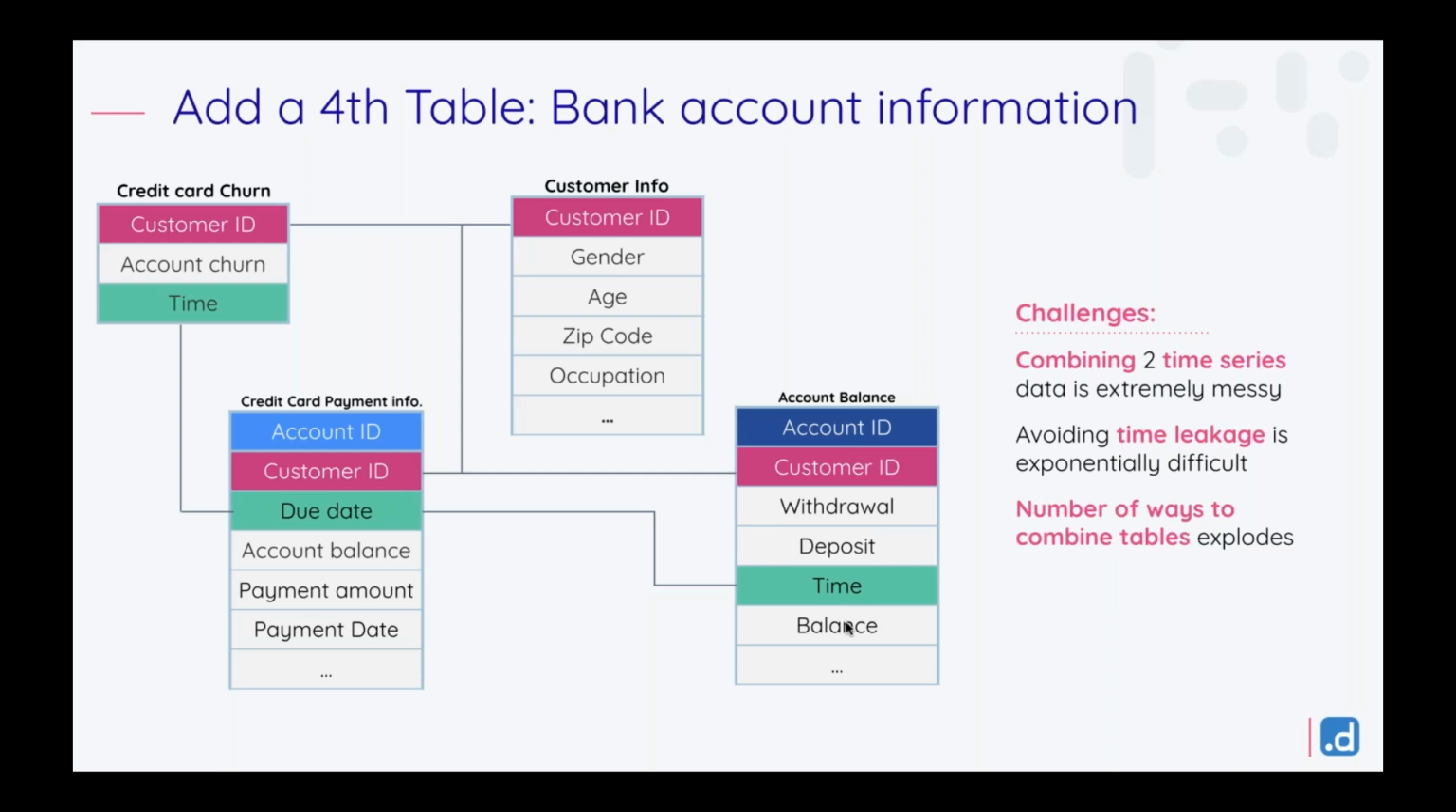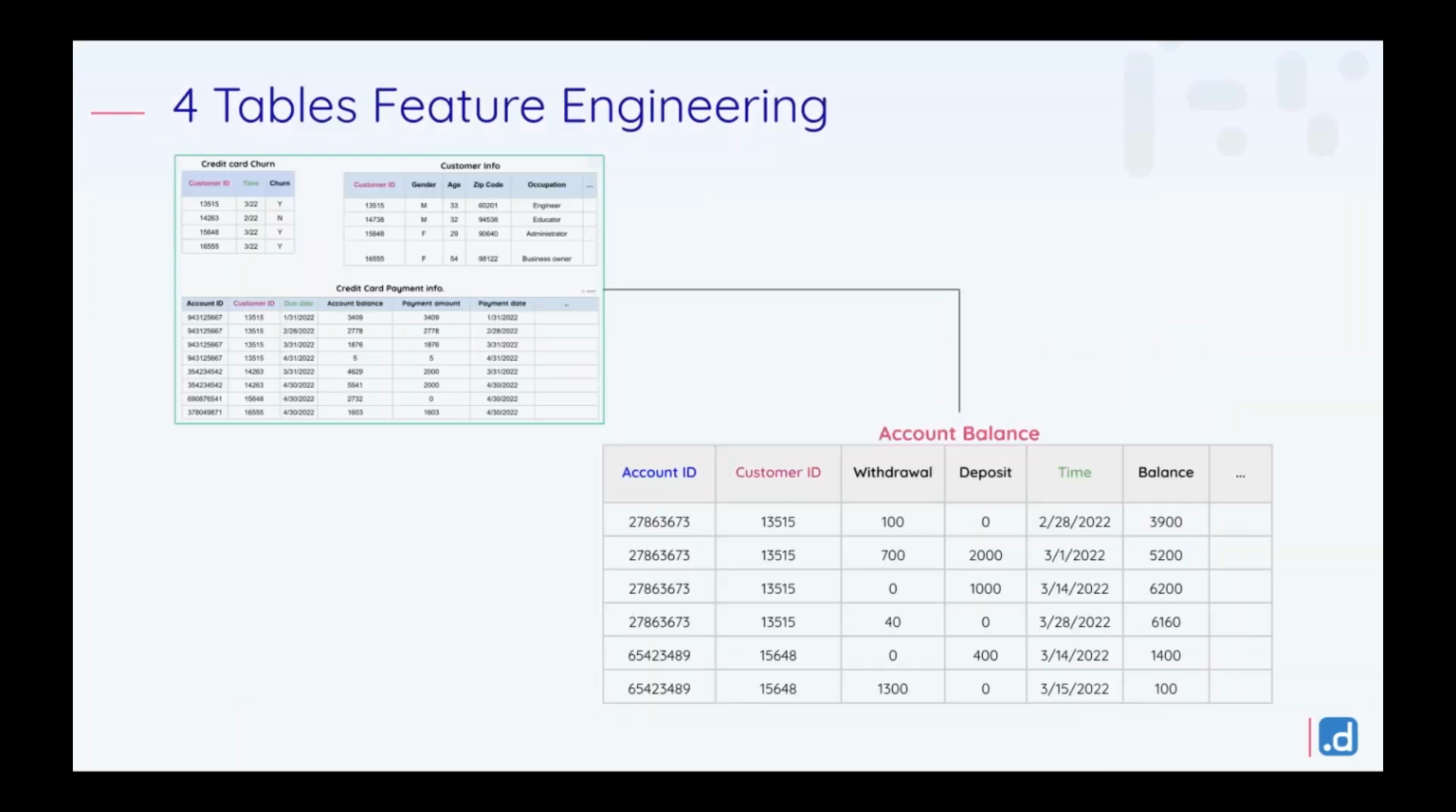If this is the case, say this account balance table, how can we add this table into the previous 3 tables so that we can build a feature? If you look at this account balance table, this is another time series table. Now this problem becomes exponentially complex. Combining 2 time series data is actually extremely messy. There's this time leakage issue, then there's this time resolution issue as we just discussed. But the real challenge is that there's just way too many ways to combine 2 time series together, right? Thinking about the interaction between them. And this is a challenge.